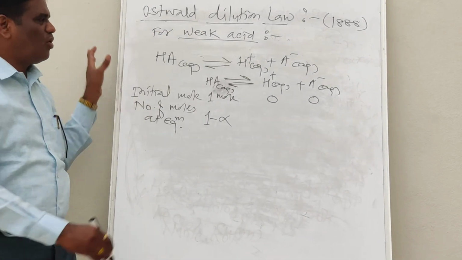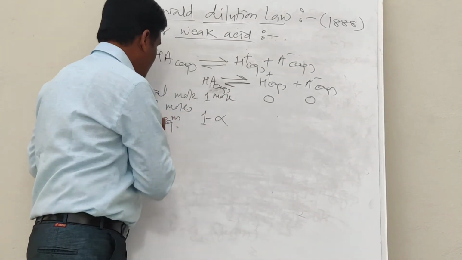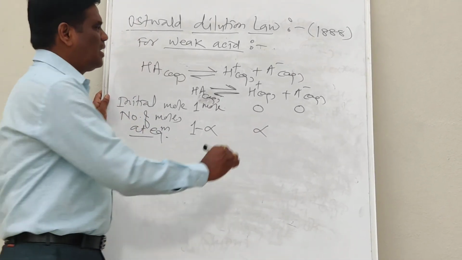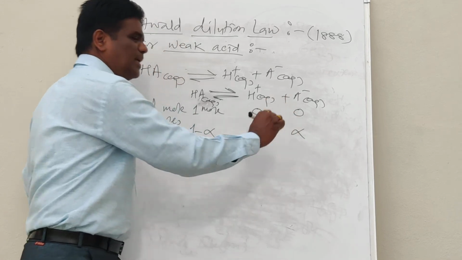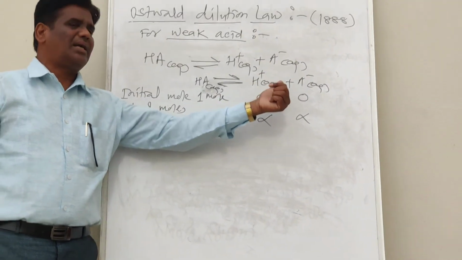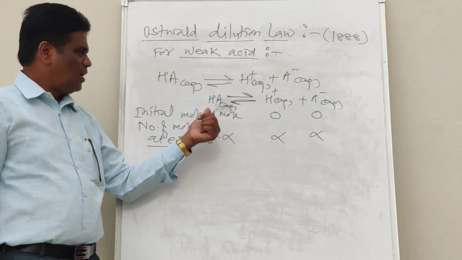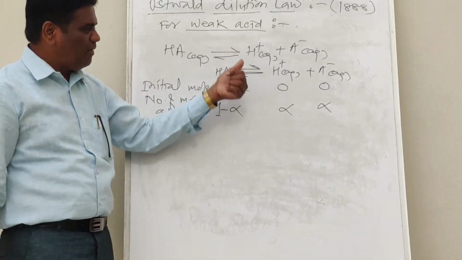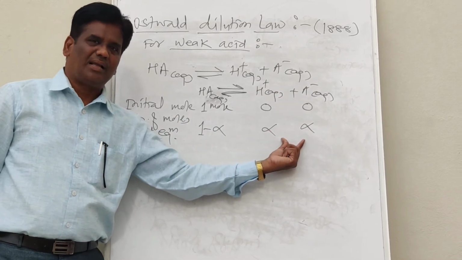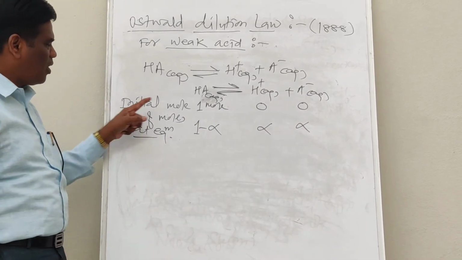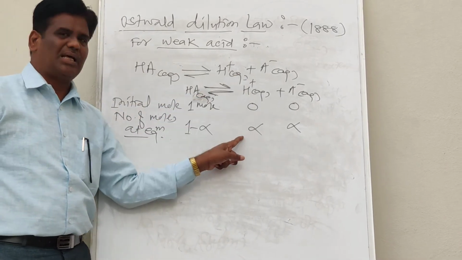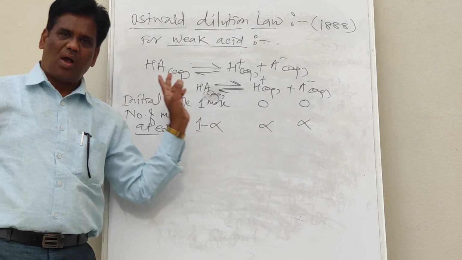So what is the number of moles of H plus at equilibrium? That is alpha. What is the number of moles of A minus? That is alpha. Because initially the reaction has not started, the initial moles are 0. Now the reaction has started, and at equilibrium it has dissociated by alpha. A minus is also alpha, and therefore the number of moles at equilibrium for HA is 1 minus alpha, H plus is alpha, A minus is also alpha.